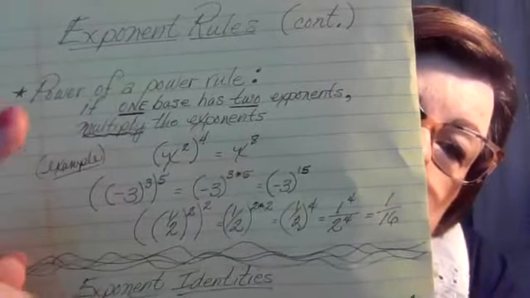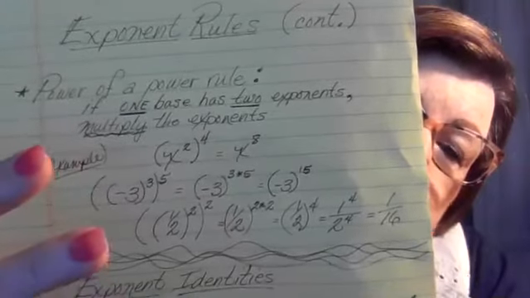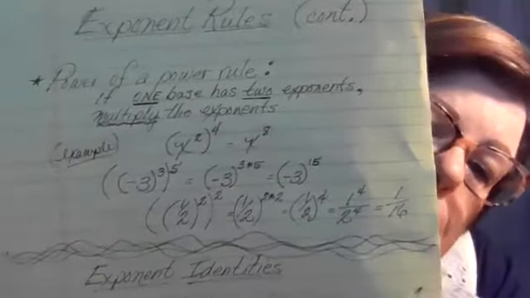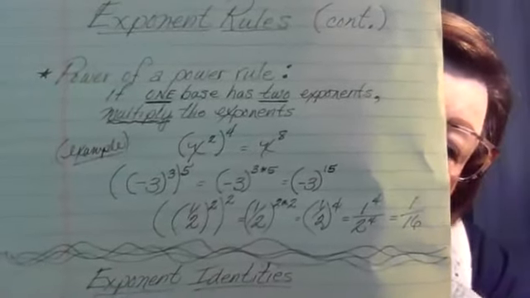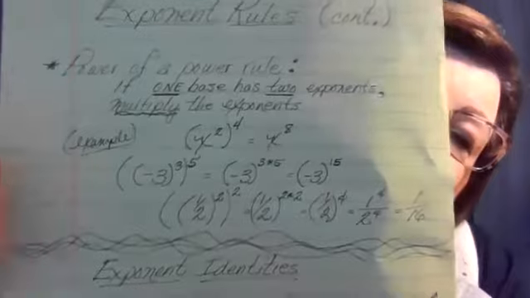One base, two exponents. You multiply the exponents. Okay? And then we had some exponent identities up here.